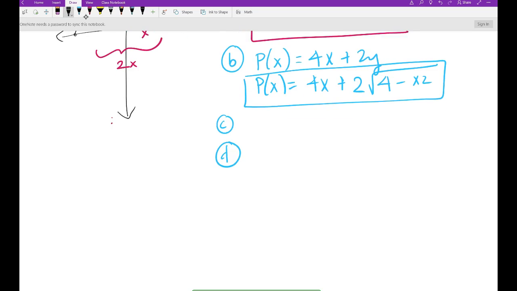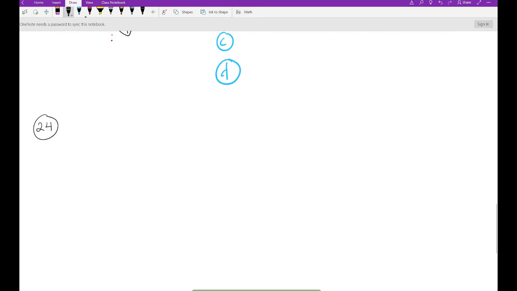What's the next one? 24. 24 sounds like a good one. All right, what's 24, dear? It gives you an upside down cone, like an ice cream cone? Yeah. All right. Oh, ice cream sounds so good.